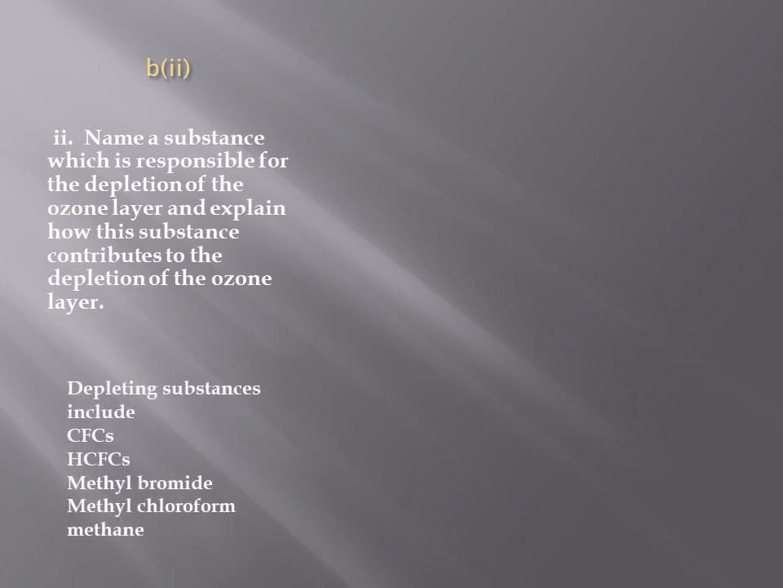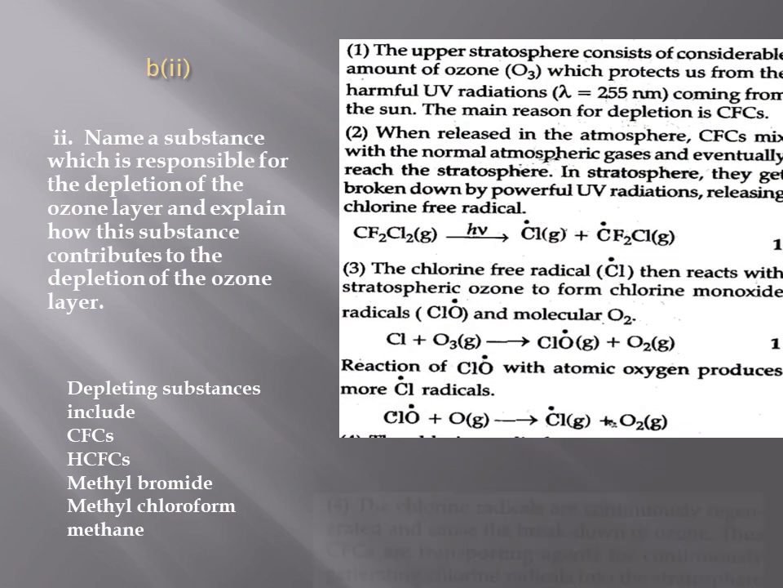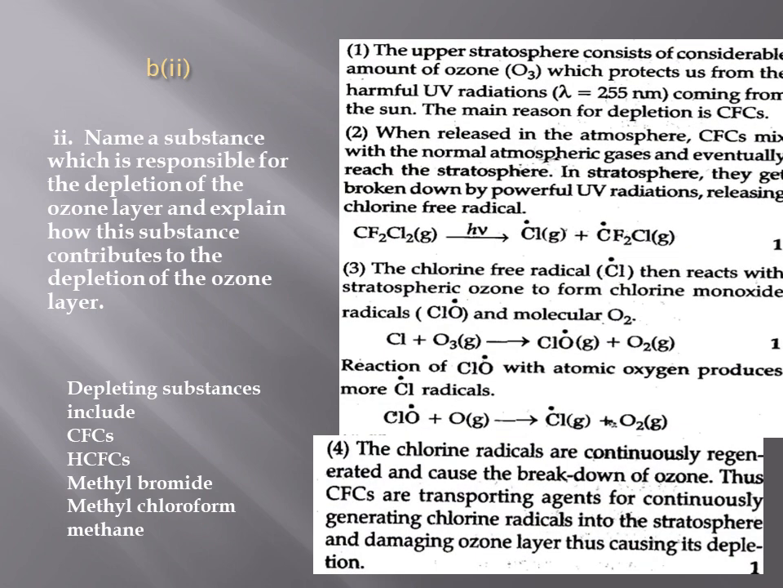We have the depleting substances, which include CFCs, chlorofluorocarbons, HCFCs, hydrochlorofluorocarbons, methyl bromide, methyl chloroform, and methane. These are the substances, one, two, three, four, five, that I've listed. Now, how do they affect our ozone layer?